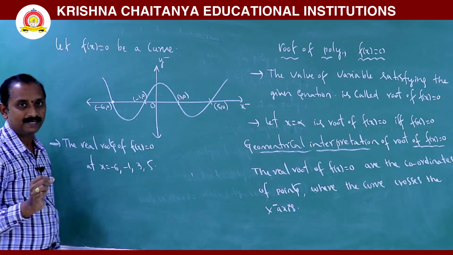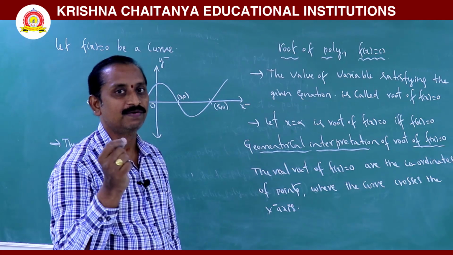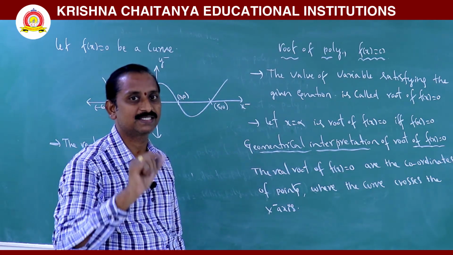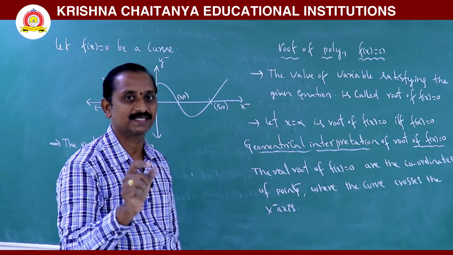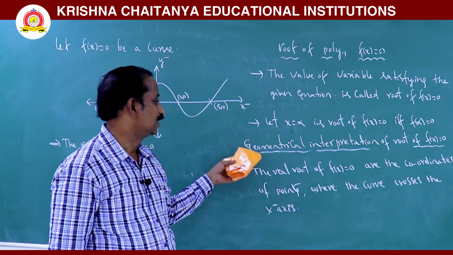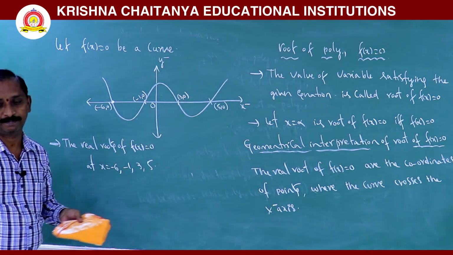So keep in mind, we want the real roots of the polynomial. If you draw a graph in a two-dimensional plane, the curve crosses the x-axis, and the points of intersection of the curve and the x-axis give us the real roots. This is the concept of the real root of a polynomial in a theoretical way.